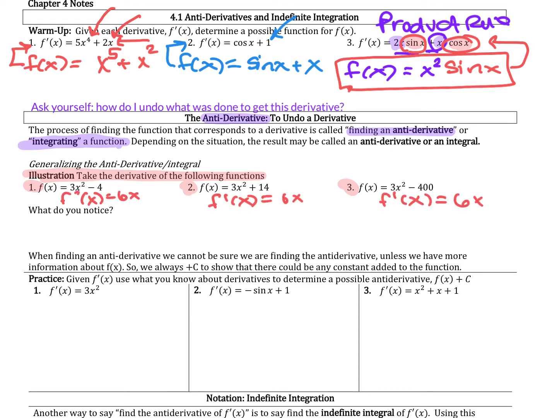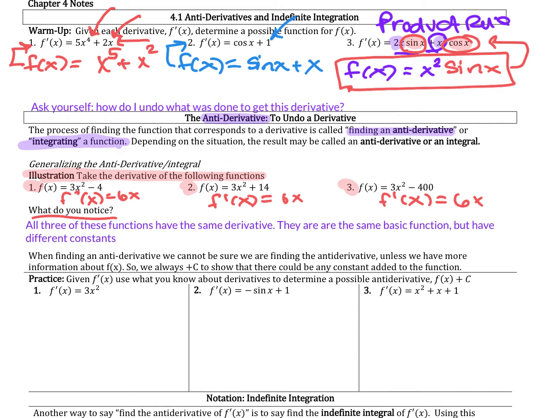So hopefully you notice that each of these 3 functions, all of which are different, none of them the exact same function, each of them do actually have the same exact derivative. So that's what I noticed. I'm hoping that's what you noticed as well. So something to notice is that all 3 of these functions aren't completely different. They all have the same first term, 3x squared. So they are similar functions. They're all quadratics with an a value of 3. Their difference is a constant. So they all differ by a constant.